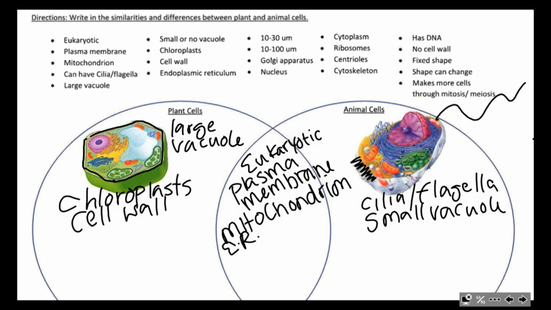Okay, so the first one is saying 10 to 30 micrometers. Well, remember that animal cells tend to be a little bit smaller. So this one's going to go over here, 10 to 30. Okay, and then the next one is 10 to 100. Plant cells can be a little bit bigger, and so we'll put that over here. The important thing to remember here is that the plant cells can just be a little bit larger, okay?